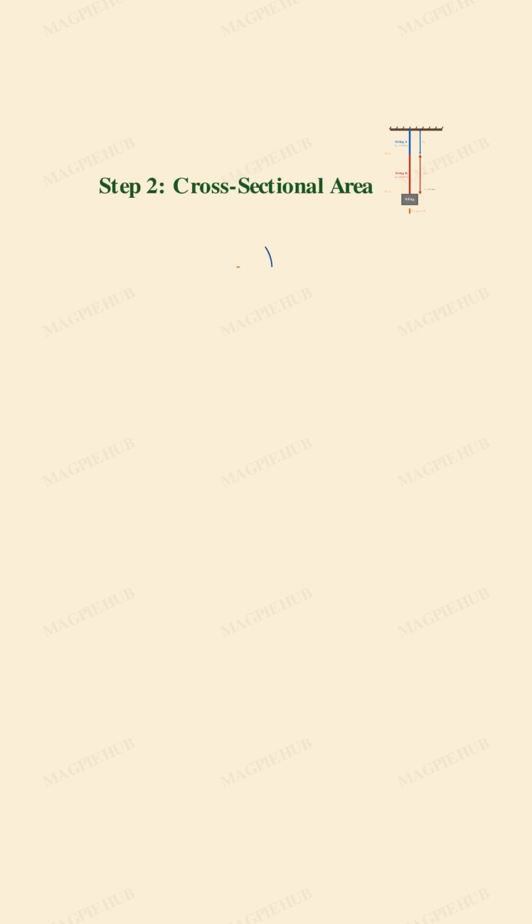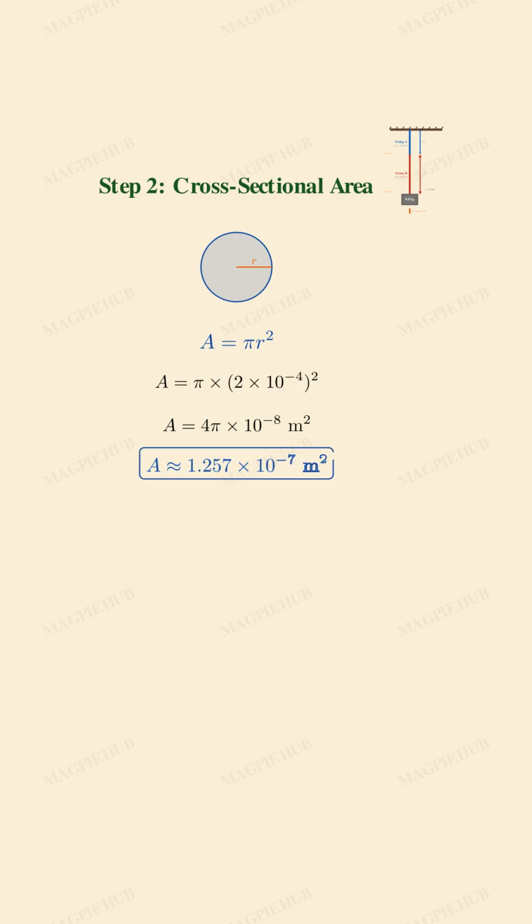Step 2. Calculate the cross-sectional area. Both strings have the same radius, so area A equals pi r squared. Substituting r equals 2 times 10 to the minus 4 meters, we get A equals 4 pi times 10 to the minus 8 square meters.